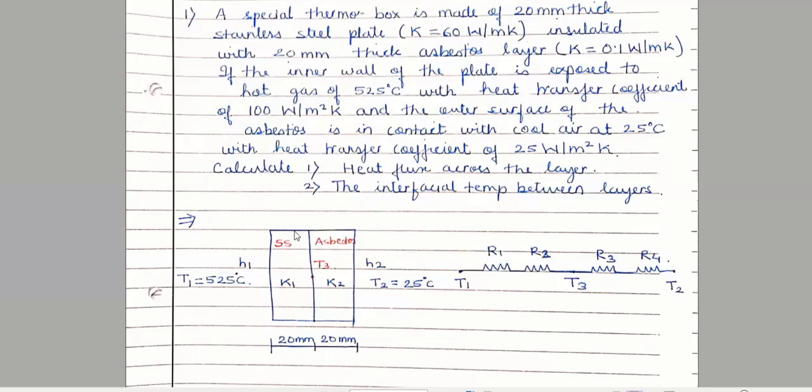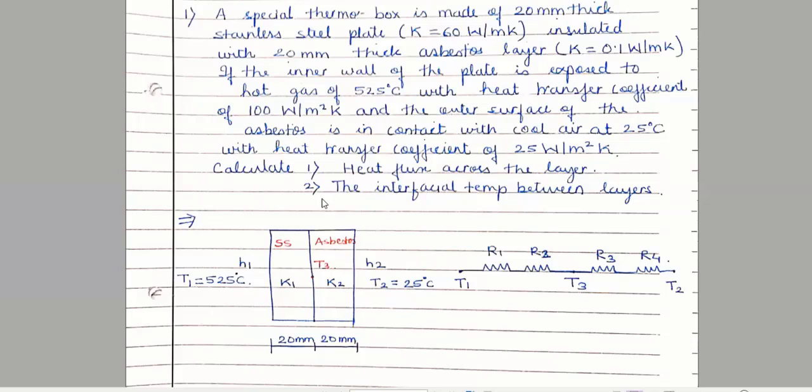Okay, I hope the construction of the numerical is clear, right? Two layers, one is the stainless steel. To the stainless steel, the asbestos is used as an insulating material. K1, K2 are given. The inner temperature is given. The outer temperature is given. The heat transfer coefficients on the inner side and on the outer side are given.